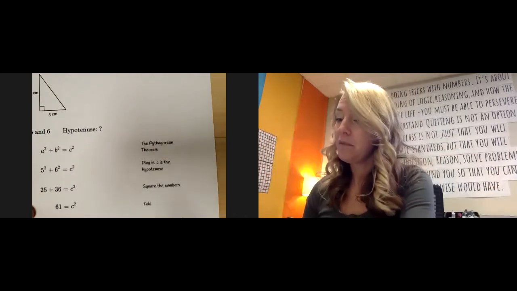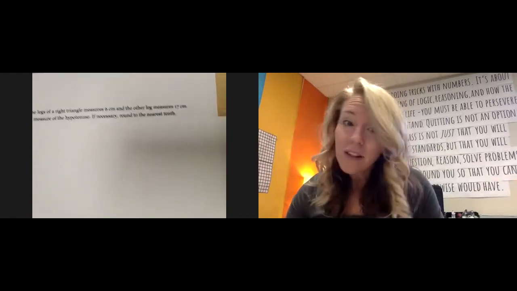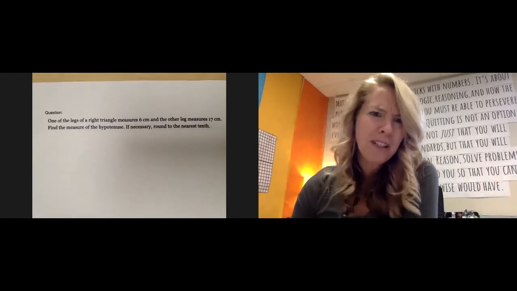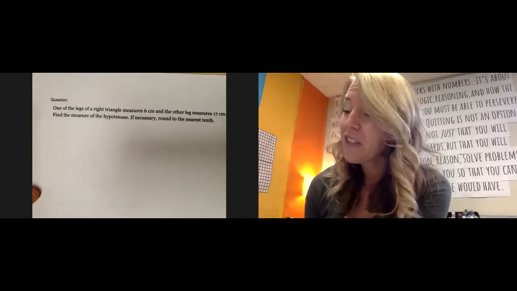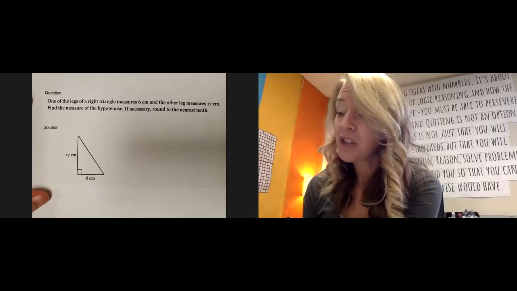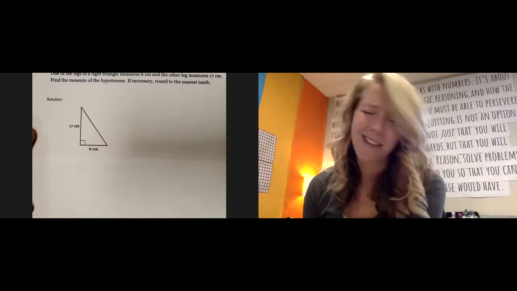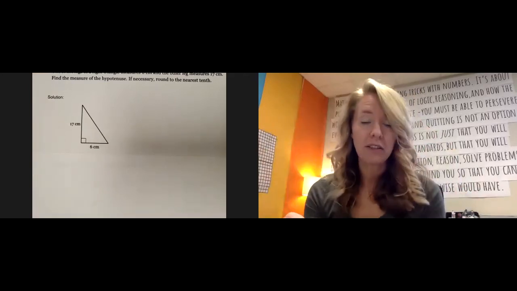And that's that example. The next one is also without a diagram. So scary, right? I'm just teasing. It's not scary. All you have to do is draw it. One of the legs of a right triangle measures 6 and the other is 17. Same deal. You can sketch it if you want to. It doesn't have to be a beautiful sketch. Write down your Pythagorean theorem and plug in the two things you know.